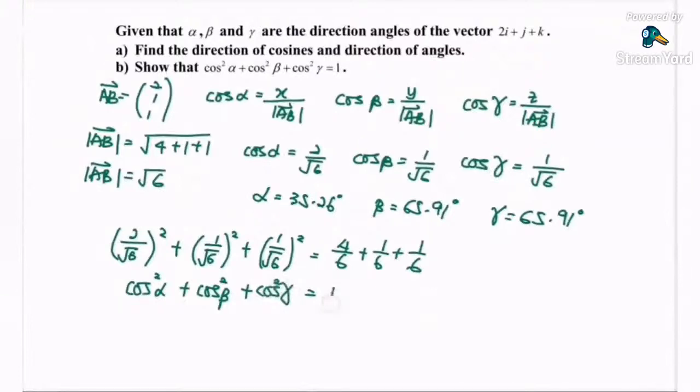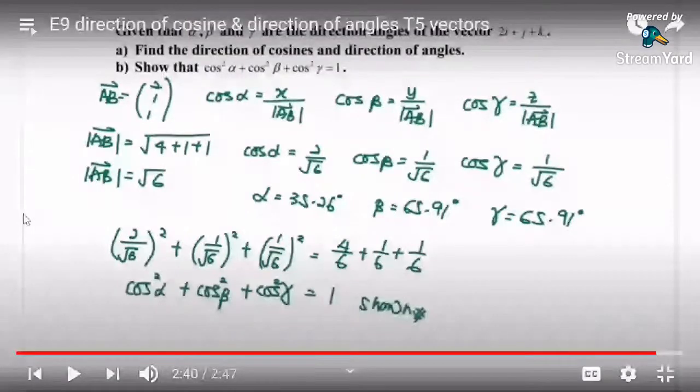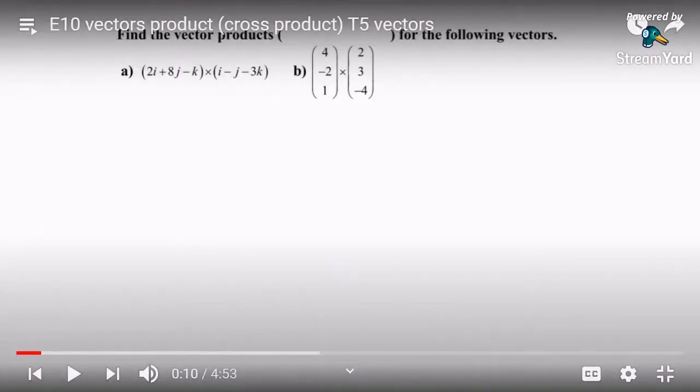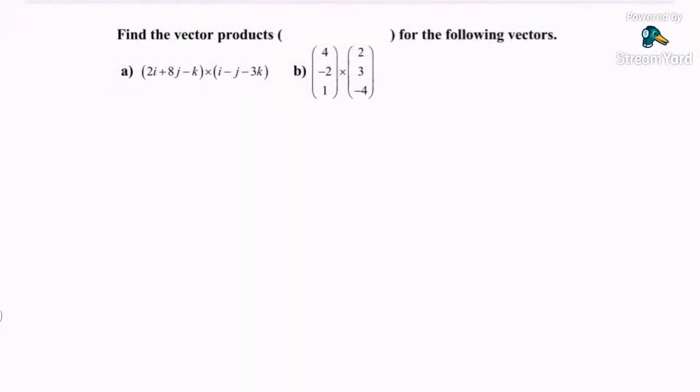Okay, so the purpose of this question was to discuss the direction cosines and direction angles. So now, example 10: vector product or cross product. In this question I want to discuss how we find the vector product, or cross product. So that is the example. Find the vector product, or we can say the cross product.